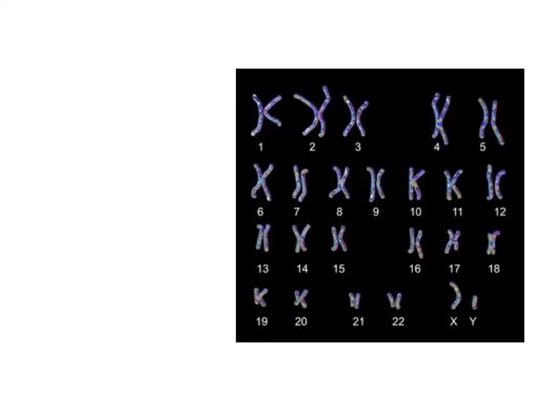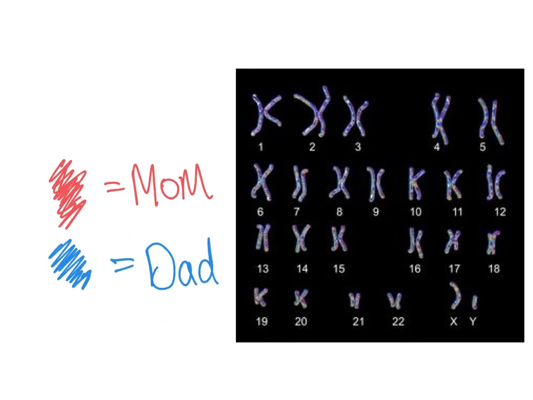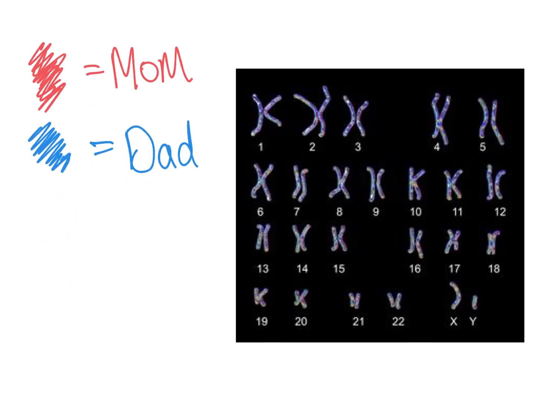Okay, so we just talked about our somatic cells having 46 chromosomes each. These 46 chromosomes are lined up in 23 pairs. We get one set of 23 chromosomes from mom and one set of 23 chromosomes from dad. In this video, we are going to use red to represent our maternal chromosomes, meaning the chromosomes we get from mom, and blue to represent our paternal chromosomes, meaning the chromosomes we get from dad.